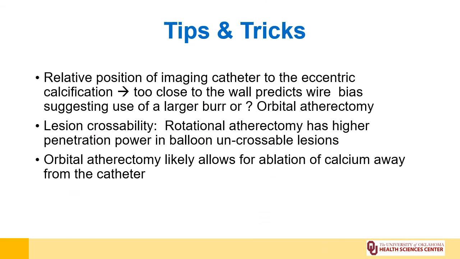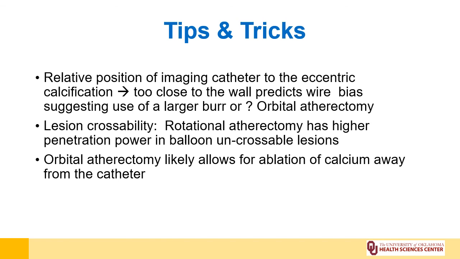Here are some tips and tricks. When you are imaging, if the relative position of your catheter is closer to the wall, then that's probably eccentric calcification, and you want your atherectomy burr to touch that calcium. So if you are just using a rotablator, maybe you need to use a larger burr. Or if you think your rotablator burr is not going to touch the wall, then maybe you're better off with an orbital atherectomy like in the case that I showed a bit earlier.